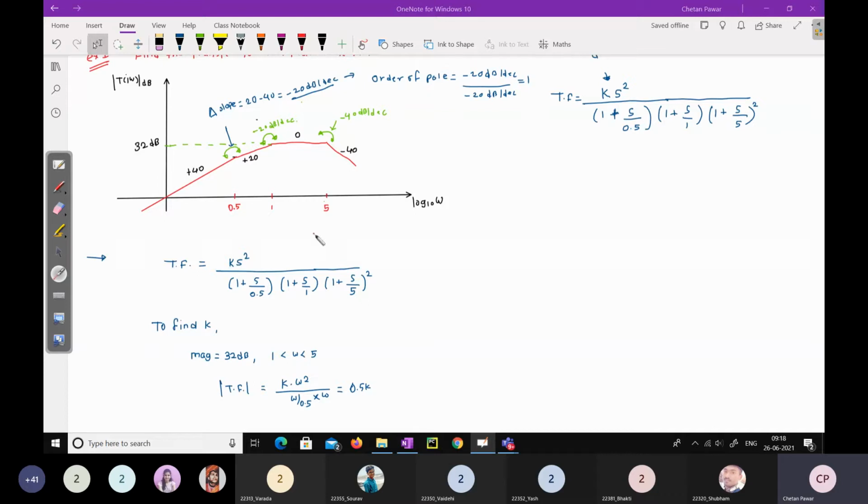Here you can see this is our transfer function, right? And we need to find out the value of K. As we know, between corner frequencies 1 and 5 the magnitude is 32 dB. So I can say that at omega equal to 1 also the magnitude is 32 dB. So first I will calculate the magnitude.